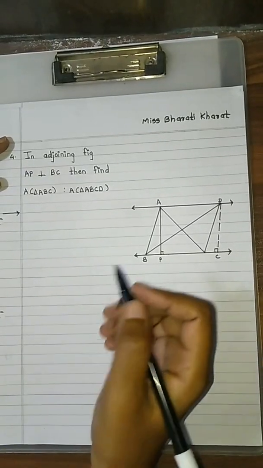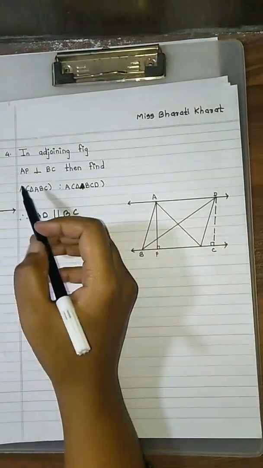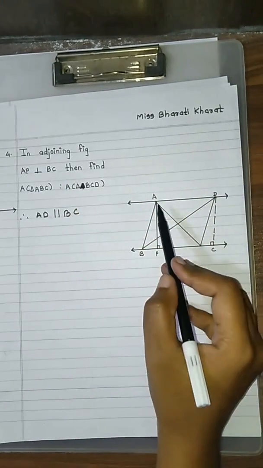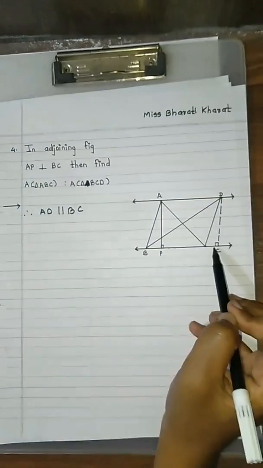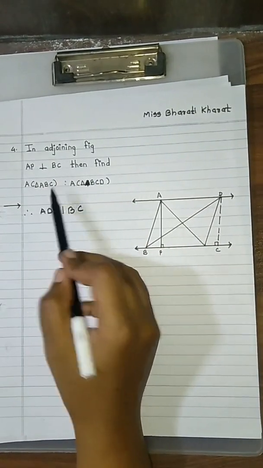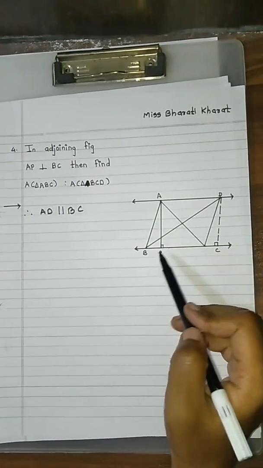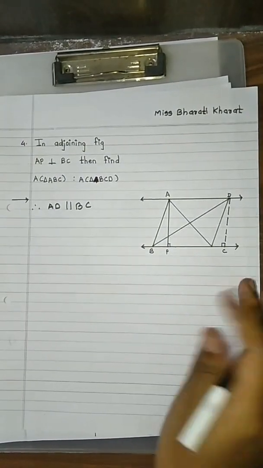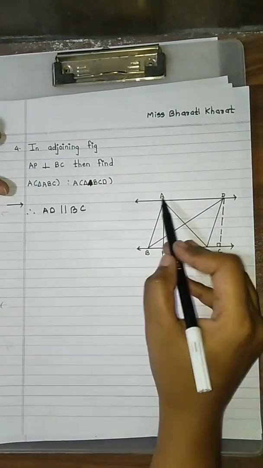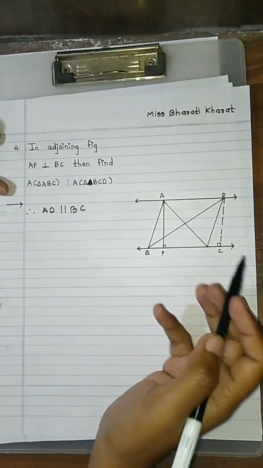Question number 4. In adjoining figure, AP is perpendicular to BC. You can see here AP is perpendicular to BC. Then find area of triangle ABC upon area of triangle BCD. Now you can see that two parallel lines. That means AD is parallel to BC.